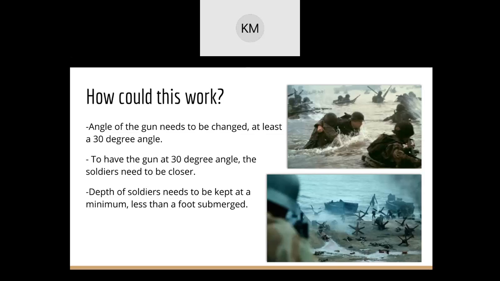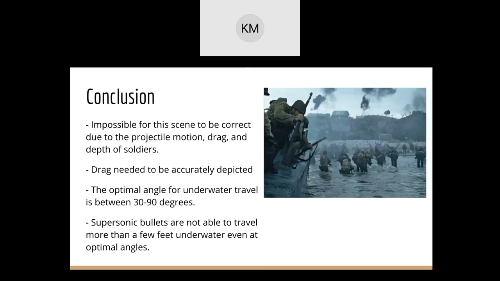So we would have to start with the guns being at a 30-degree angle, and then the depth of the soldiers needed to be kept at a minimum, so less than a foot submerged, if submerged at all, because bullets come to such a quick stop when they're underwater and fighting through the seawater itself. So in conclusion, it's impossible for the scene to be correct due to the projectile motion, the drag, and the depth of the soldiers. The drag also needed to be accurately depicted.